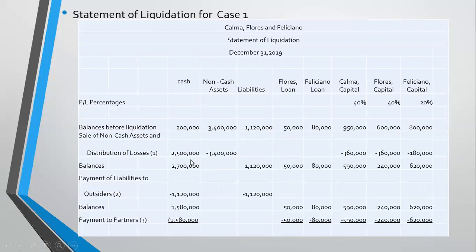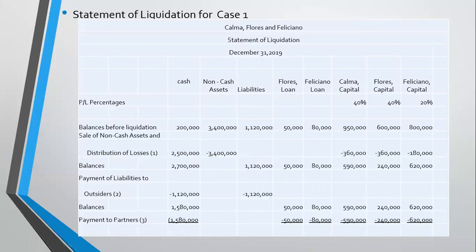We have 2.5 million cash na na-realize. So that 2.5 is being added doon sa tapat ng cash, dahil binenta na natin yung non-cash asset natin. Of course, yung 3.4 million, wala na siya. Mamaminus siya ngayon doon sa tapat ng non-cash asset.